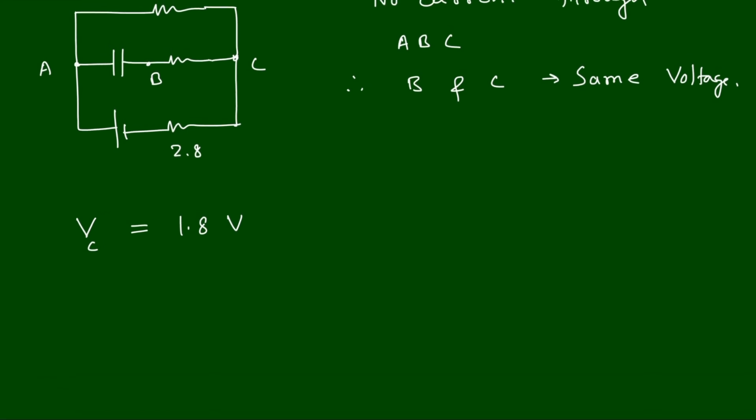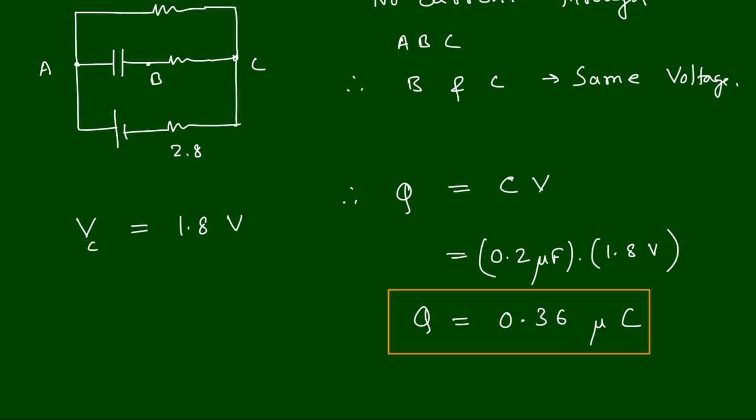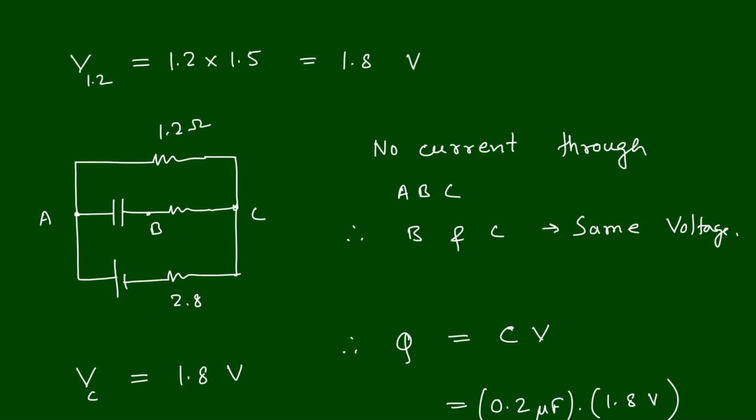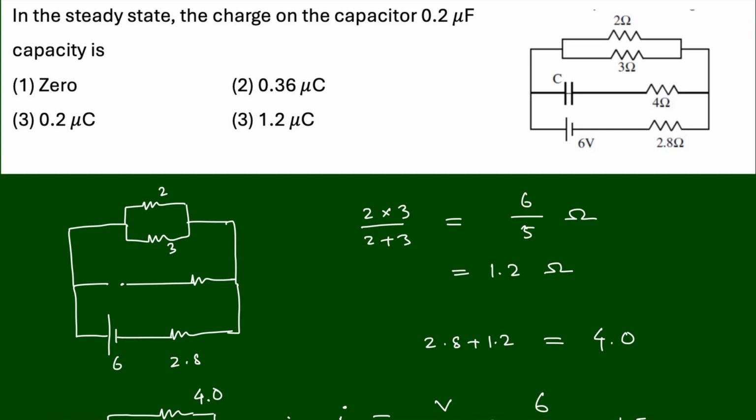That means the charge Q is equal to C into V. So C is how much? 0.2 microfarad multiplied by 1.8 volt. Then you will get 0.36 microcoulomb. Then the net charge is 0.36 microcoulomb. That's your answer. Please see the options. So the second option will be your correct answer.